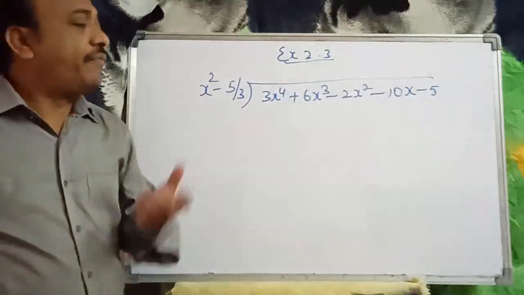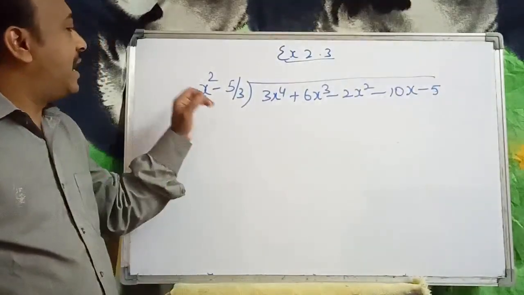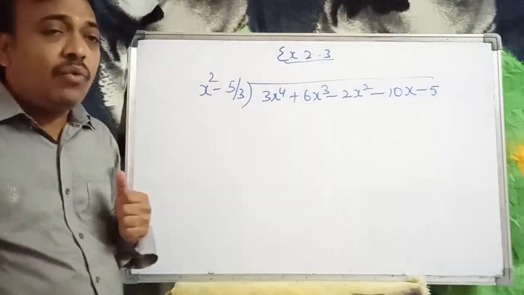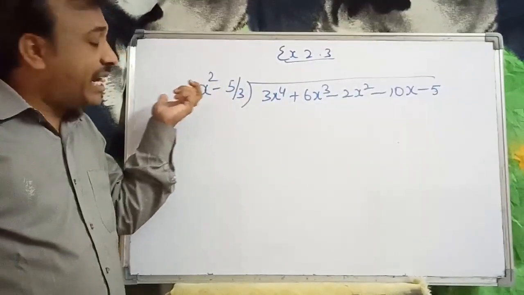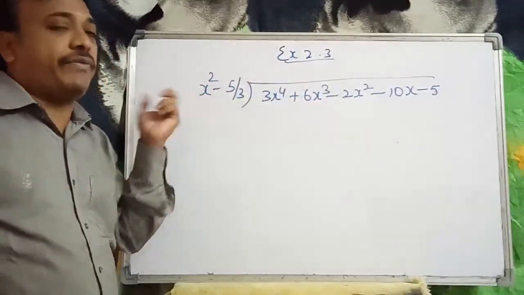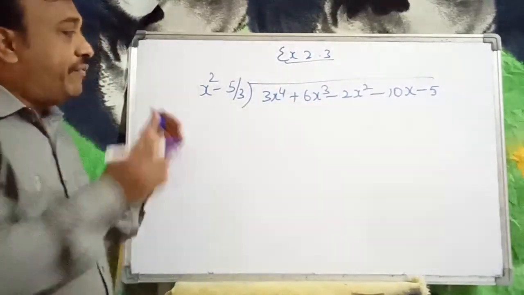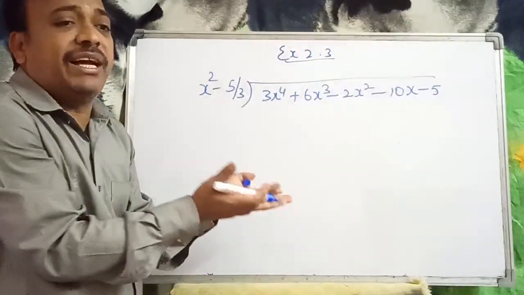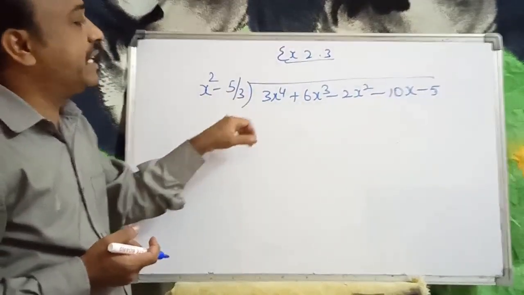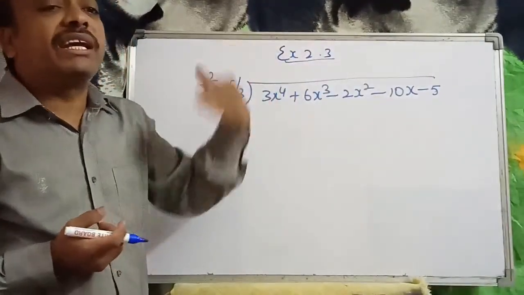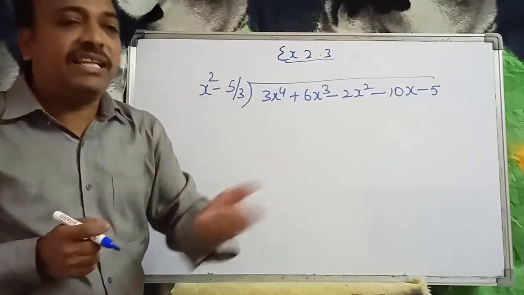So from the zeros, we got the factor x square minus 5 by 3. Now we are dividing the given polynomial with this factor x square minus 5 by 3. Observe it. Since it is a factor, we have to obtain the remainder 0. On dividing, we get the quotient, that is another factor.